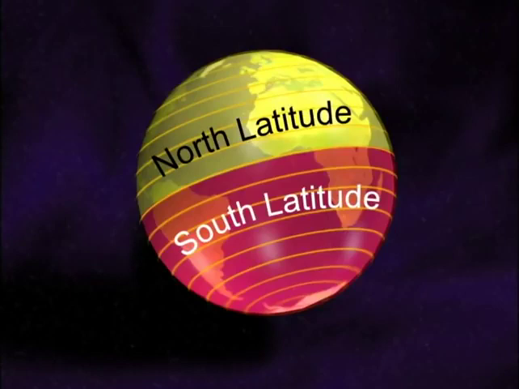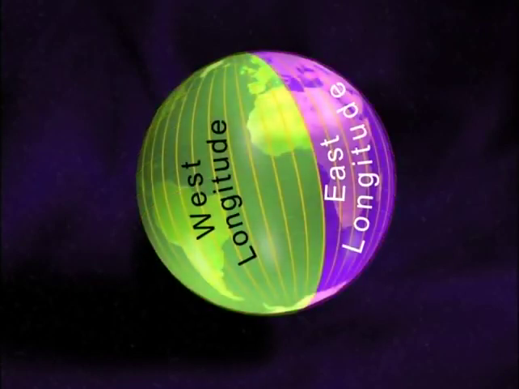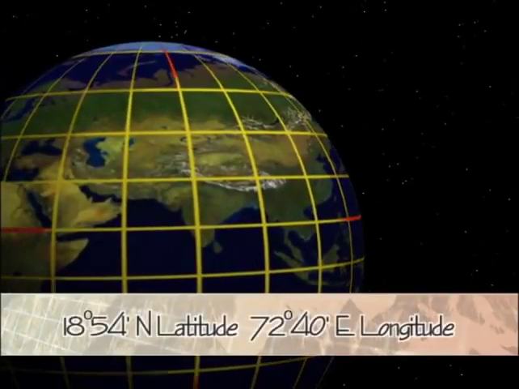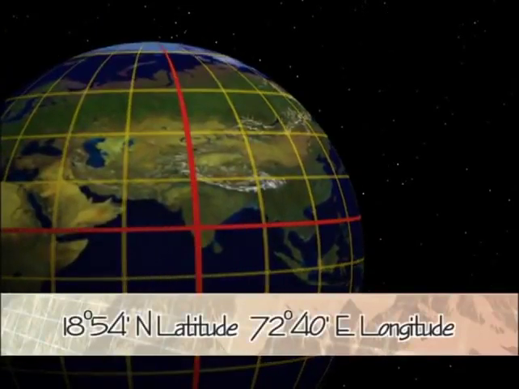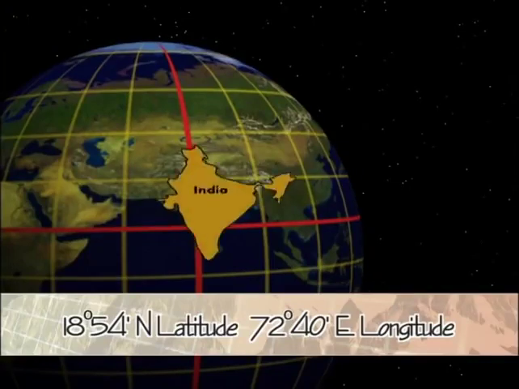Every point on Earth has a specific location that is defined by latitude and longitude. Direction is as important as degrees when stating a location. North and south latitude are in different hemispheres, so are east and west longitude. So let's try to find a location by using latitude and longitude lines. What is at 18 degrees, 54 minutes north latitude, 72 degrees, 40 minutes east longitude? It's Bombay, India.